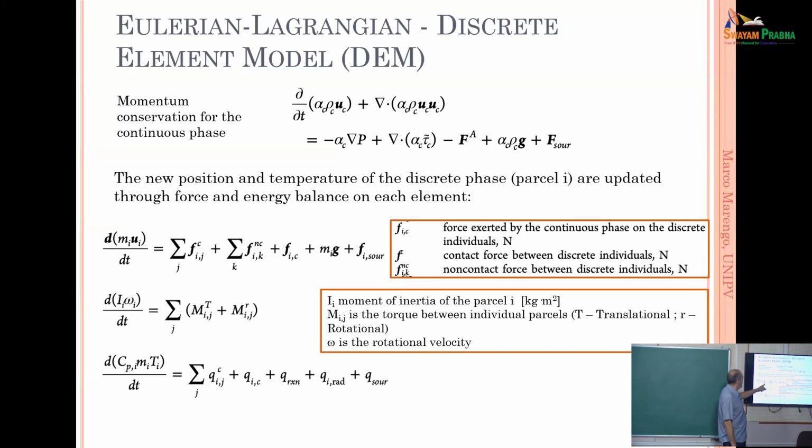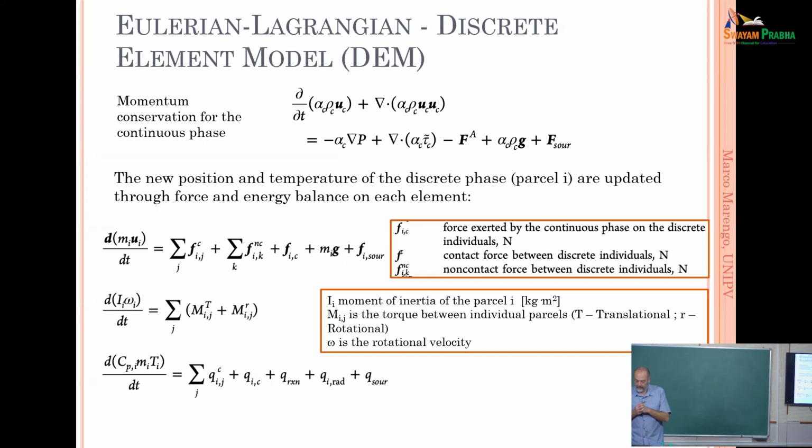This one is the force exerted by the continuous phase on the parcel. This is the non-contact force, because we may think that when two parcels are going close, they can merge in some cases, or maybe they can repel each other. So we need to understand the different cases, for example, solid particles. If we have parcels of solid particles, we may have a merge, or we may say, no, there is no merge, they are going away. So we need to describe this kind of phenomenon.